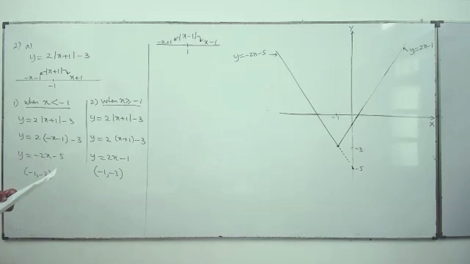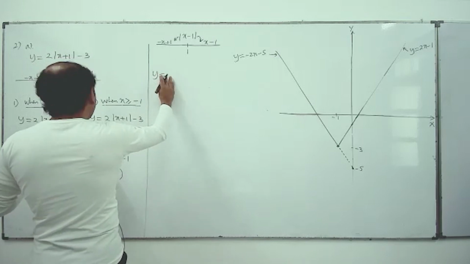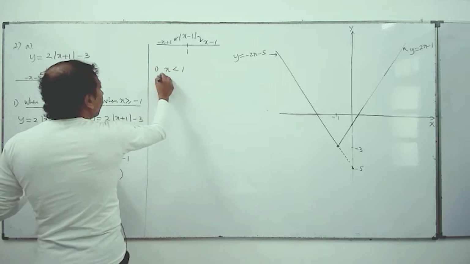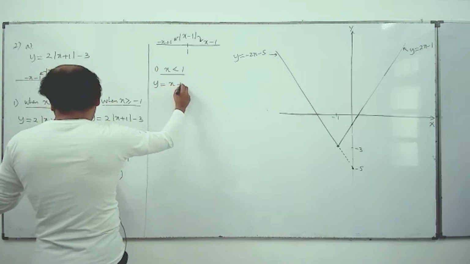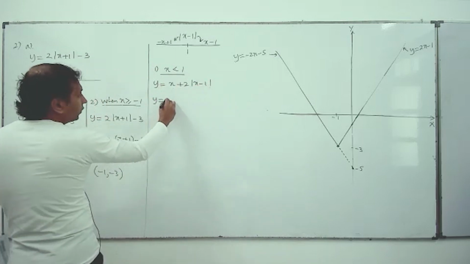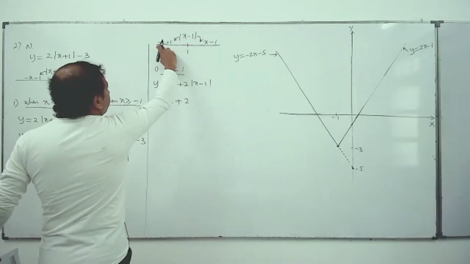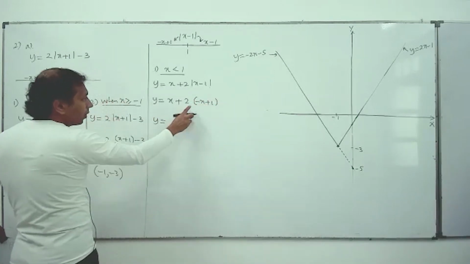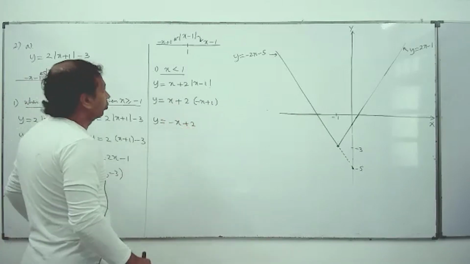First one, x less than 1. For the graph, we go y equals x plus 2 times mod x minus 1. Let's see what the equation of this is. On the left of 1, mod x minus 1 is minus x plus 1. With y, here minus 2x plus x is minus x, plus 2.